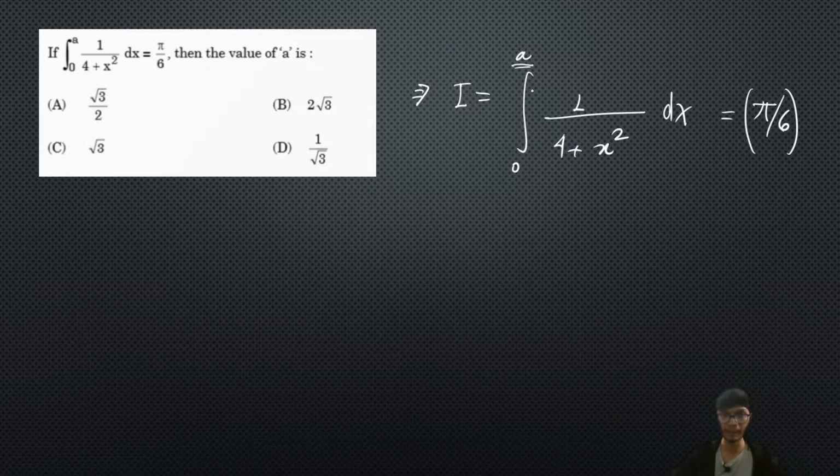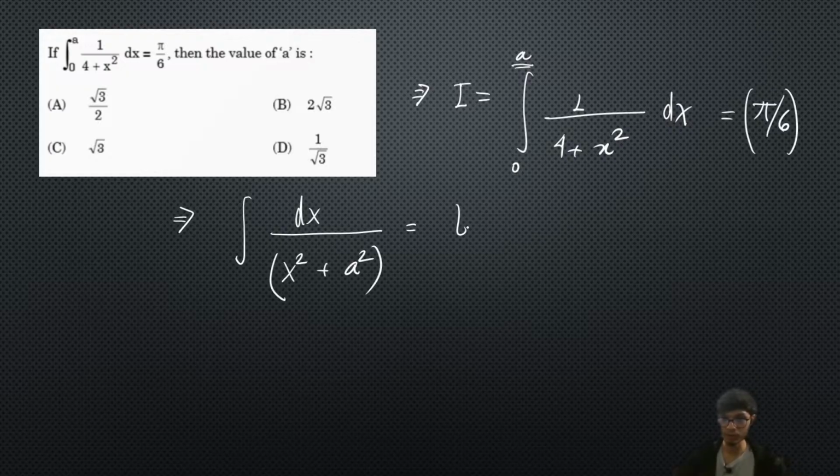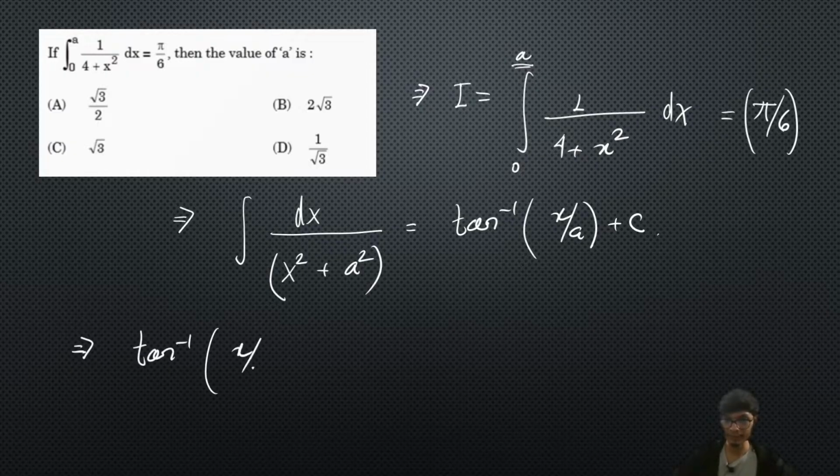We know that whenever this question comes up, please don't forget to mention the formula. Integral of dx by x squared plus a squared is equal to tan inverse of x upon a plus constant. So we'll do this in the evaluation of the integral. It's a one mark problem, so you can evaluate it quickly. It will be equal to tan inverse of x upon 2, because 4 is 2 squared, within the limit 0 to a, and the integral is given as pi upon 6.